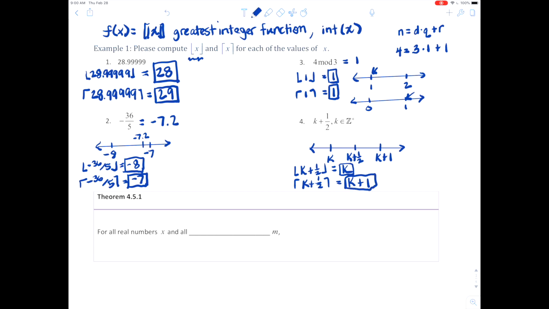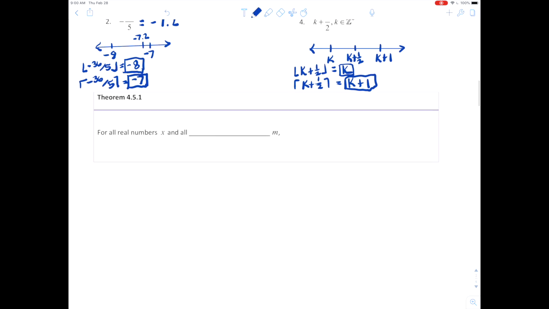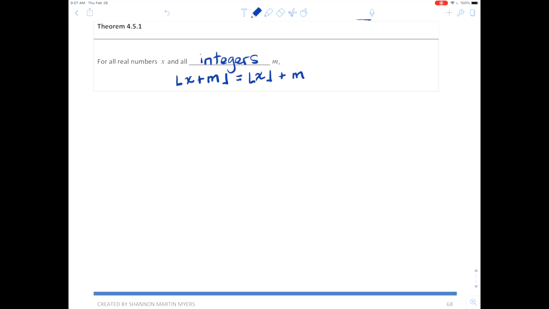Now let's do some proofs. So our first theorem in section 4.5 is, for all real numbers x and all integers m, it turns out that the floor of x plus m is equal to the floor of x plus m. Let's check out the proof for this.